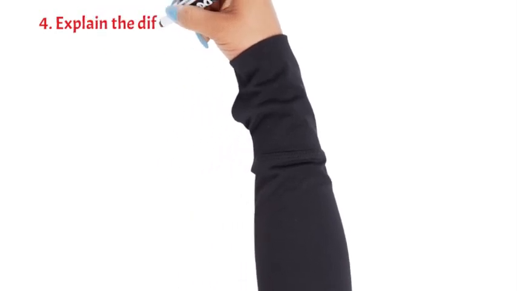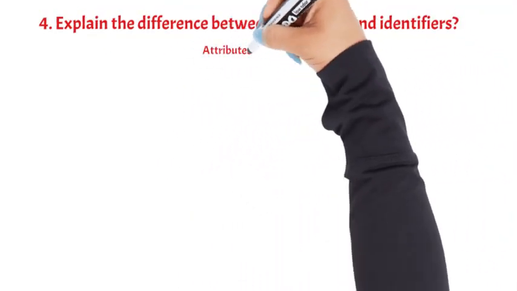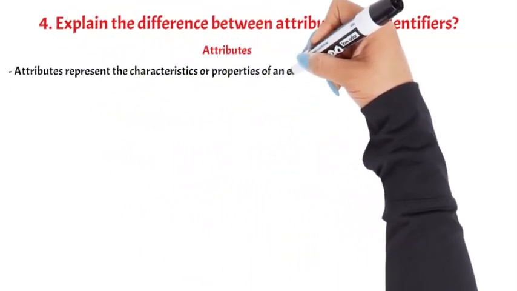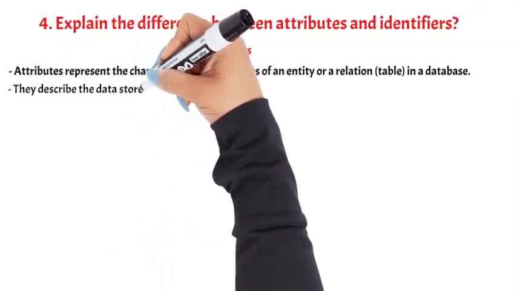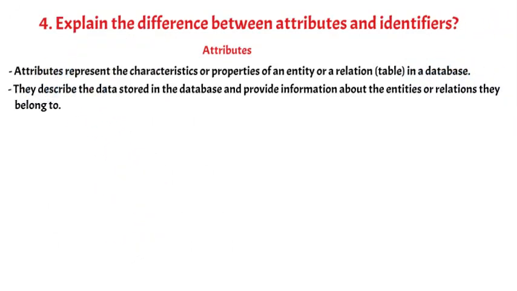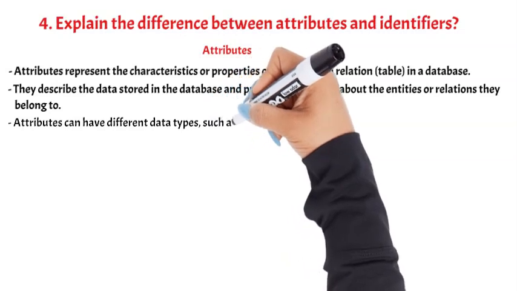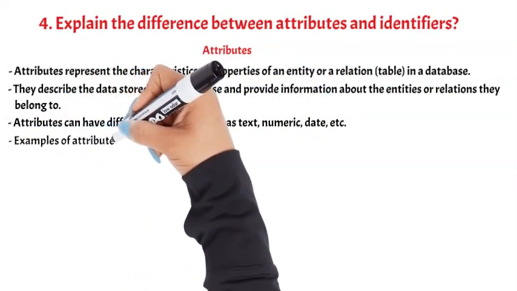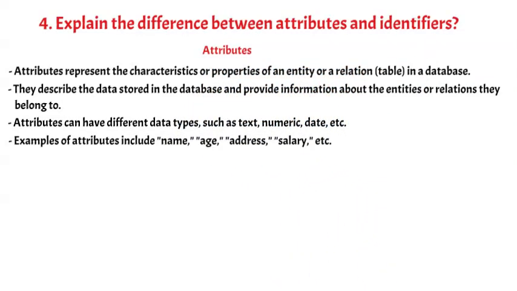4. Explain the difference between attributes and identifiers. Attributes. Attributes represent the characteristics or properties of an entity or relation table in a database. They describe the data stored in the database and provide information about the entities or relations they belong to. Attributes can have different data types, such as text, numeric, date, etc. Examples of attributes include name, age, address, salary, etc.